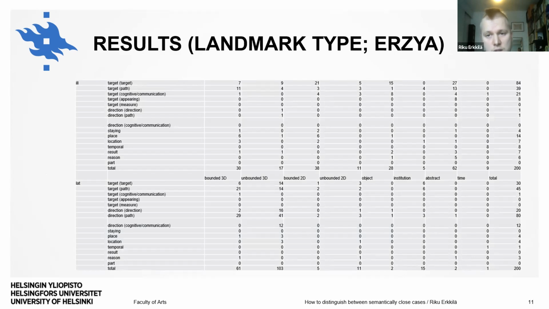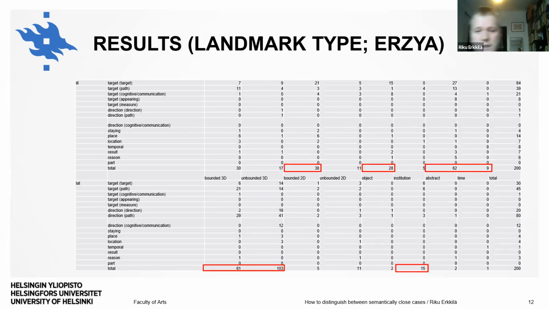And here are some results. So you can see on the rightmost column that there is quite a difference between, on one hand, target and direction meanings, and then on the other hand, the other meanings. For illative, over half of the examples are targets, and the same goes for directions for lative, and the other meanings are quite marginal.